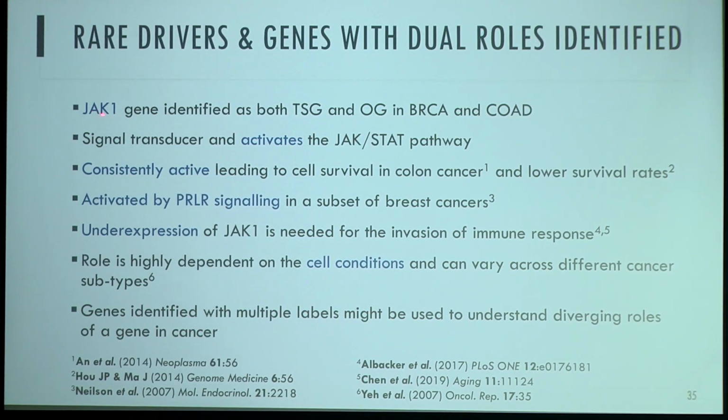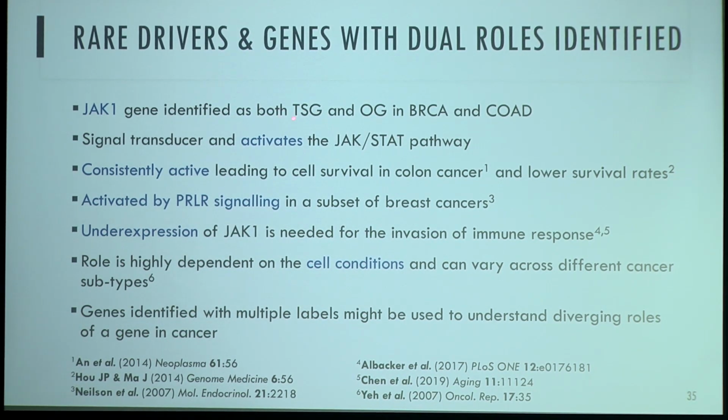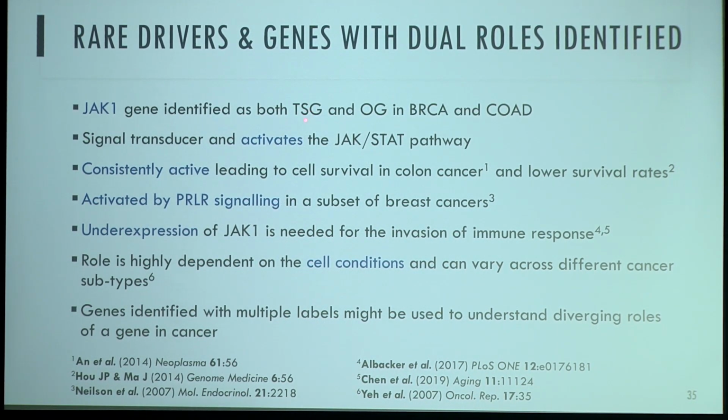And this is something very interesting I would like to point out. This particular gene called JAK1, I think some of you may be familiar with it, has been identified as a tumor suppressor gene in breast cancer and an oncogene in colon cancer. And current methods cannot identify these dual functions of a single gene based on the data. I'll not get into all of the biology of this, but there are so many different studies that have shown that this particular gene has diverging roles in different cancers.